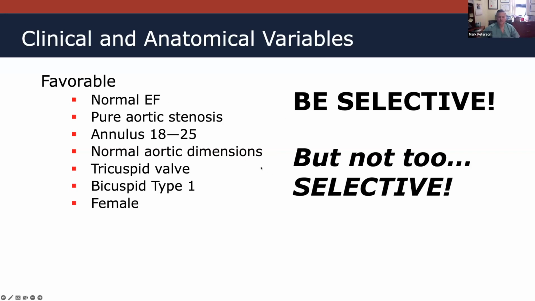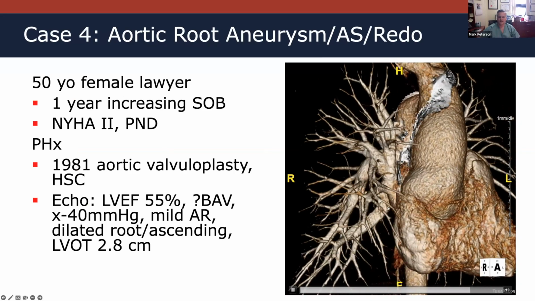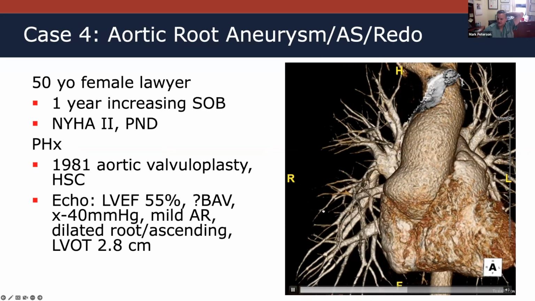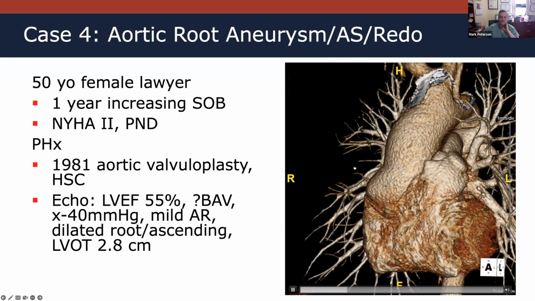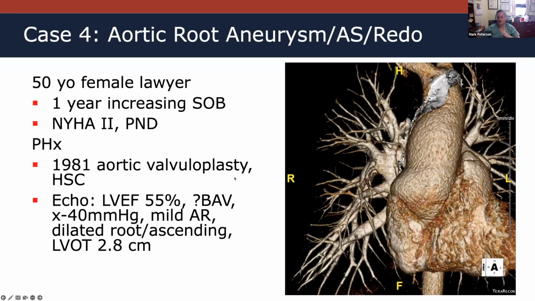So if one is going to start a Ross practice, one needs to be selective in the beginning, but not too selective. Here's a case that I did, obviously several years into our Ross practice. Patient of Dr. Chisholm's, 50-year-old female lawyer. I don't know why I operate on a lot of lawyers, but I seem to.